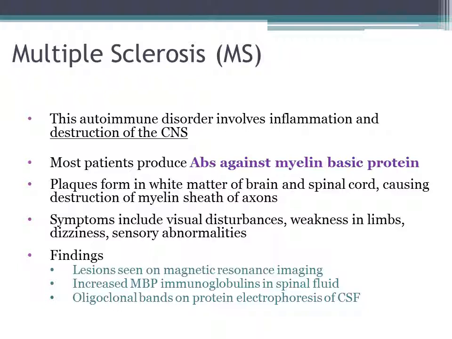Symptoms include visual disturbances, weakness in limbs, dizziness, and sensory abnormalities. As far as laboratory findings, MRI does show some lesions. Of course, that's out of our wheelhouse in the lab, but they will have increased immunoglobulins in the spinal fluid, and protein electrophoresis of the spinal fluid will show some increase in the oligoclonal bands.